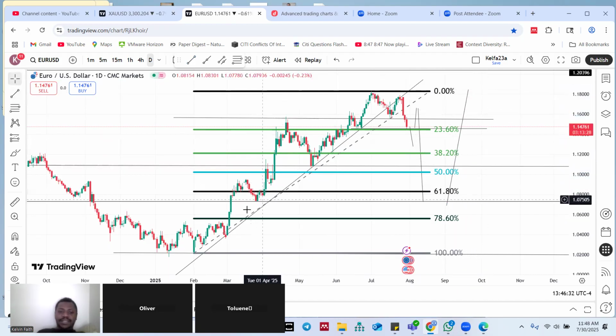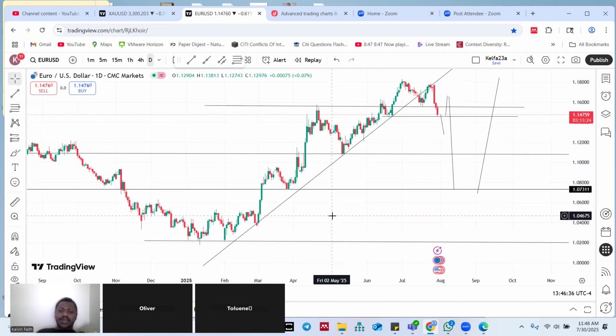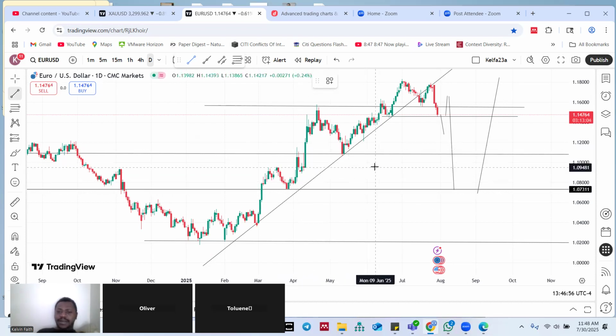So with this context in mind, we know that the market looks for imbalances and liquidity. Liquidity is resting below and above swing highs and swing lows. And the market is also looking for imbalances to fill spaces. Okay, that is what the market draws to.